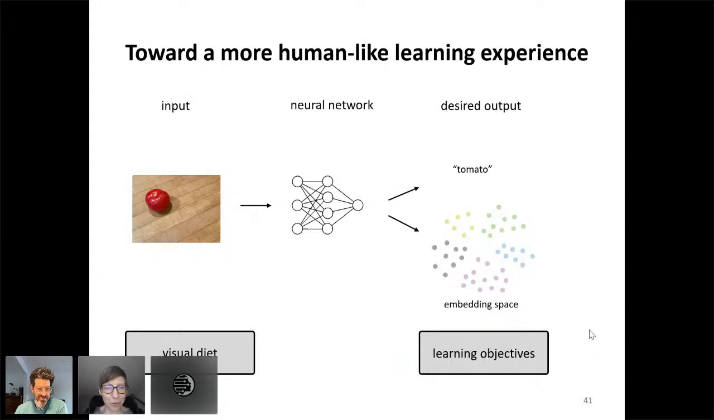And then the hope is, of course, that these are additional constraints. And if we impose these, we may indeed be able to build networks that have a more human-like representation of the object images.